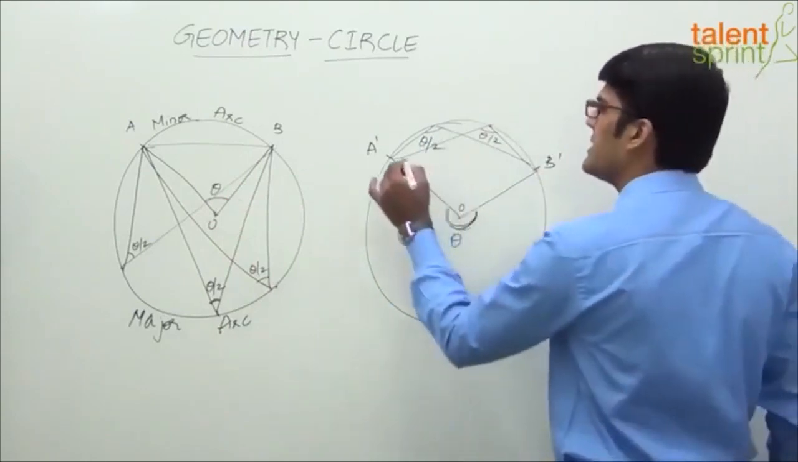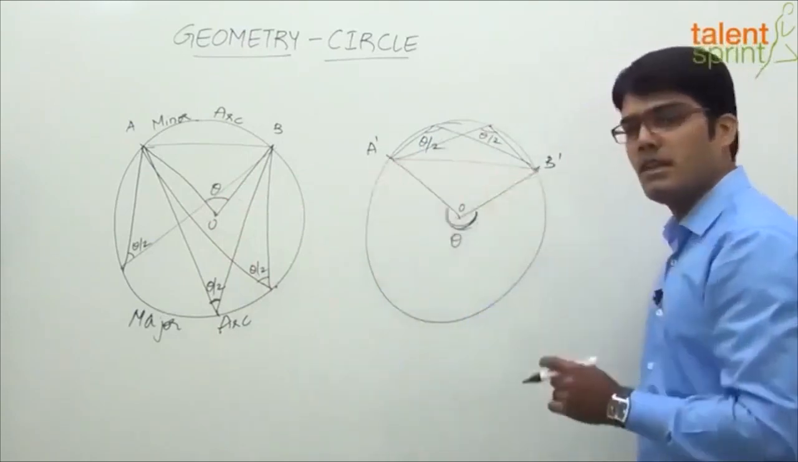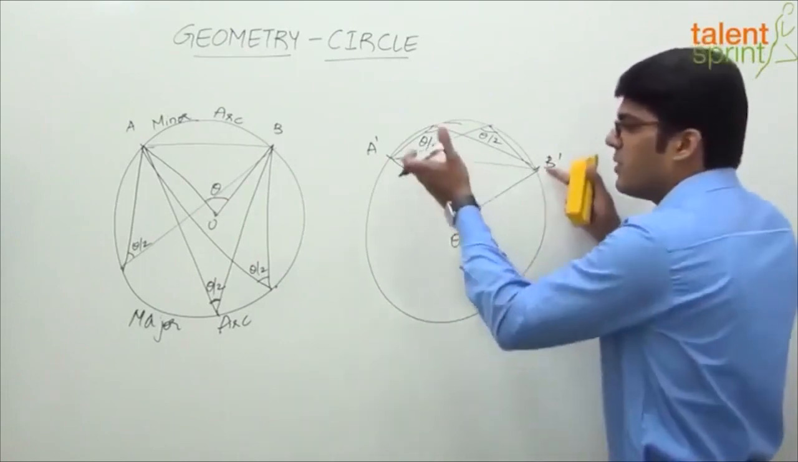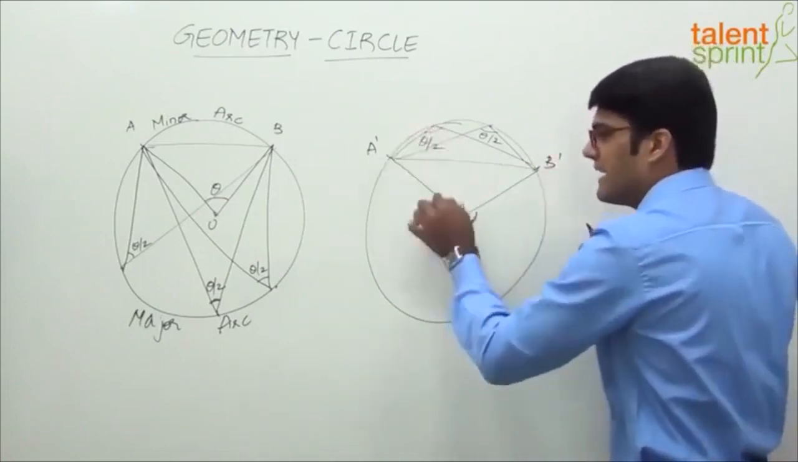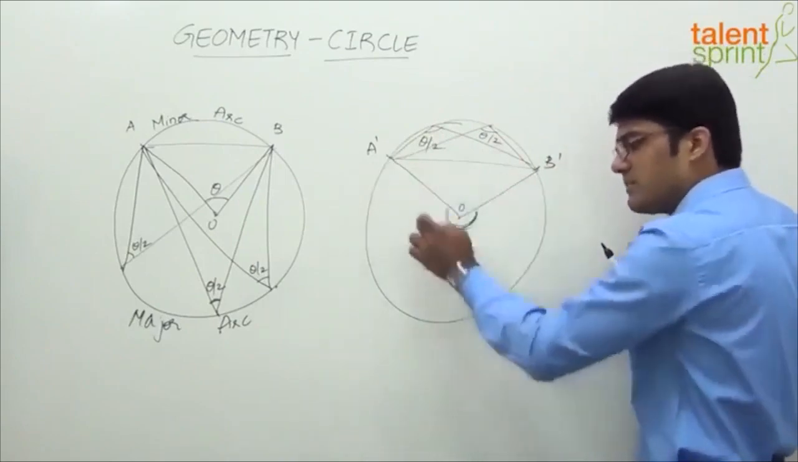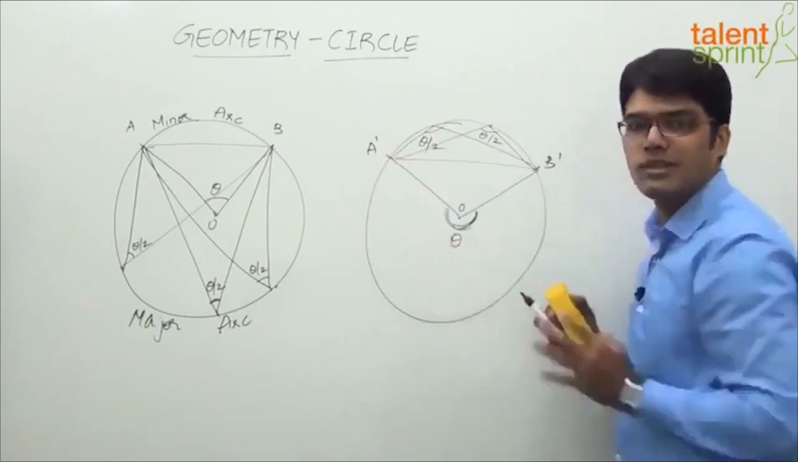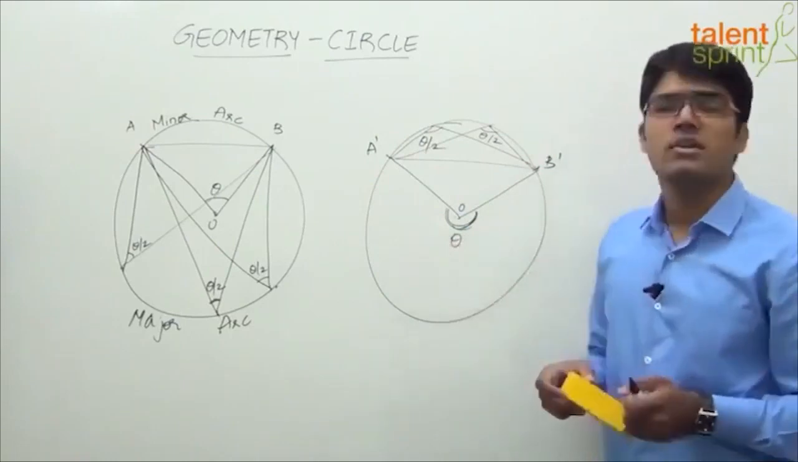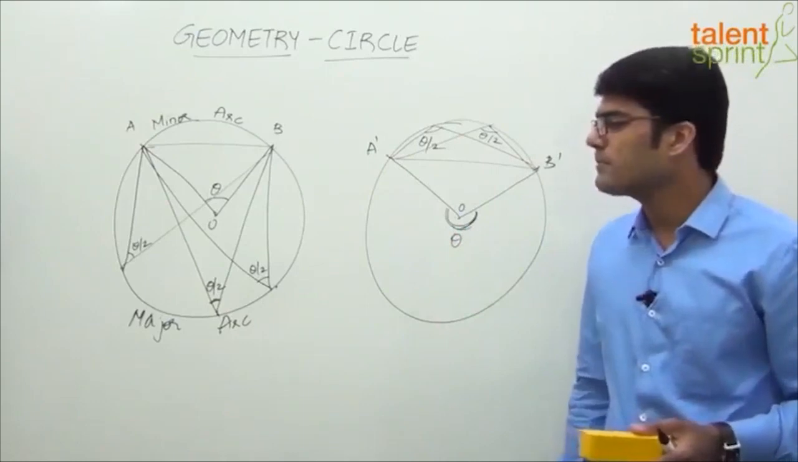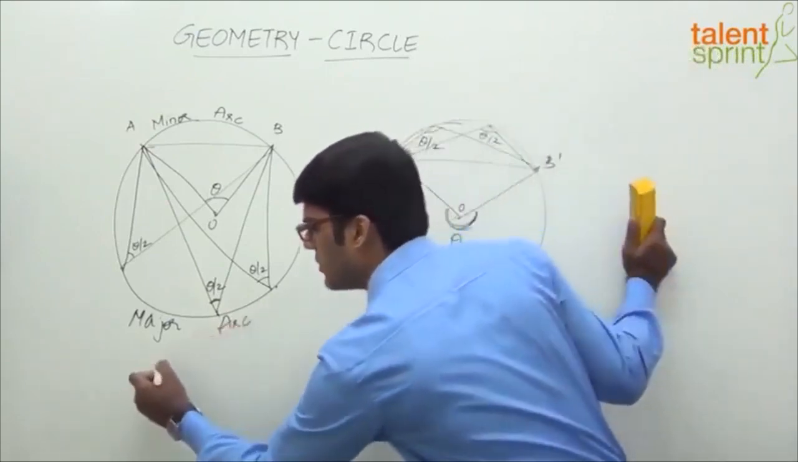Here again, A dash B dash can be considered as a chord. Now this time, if you look at A dash B dash as a chord, this is the angle. You understand? This angle is theta. The angle subtended on the other part of the circle will be half of theta. So that's an important concept with respect to arcs as well as chords. Fine, I'll just give you a note here.